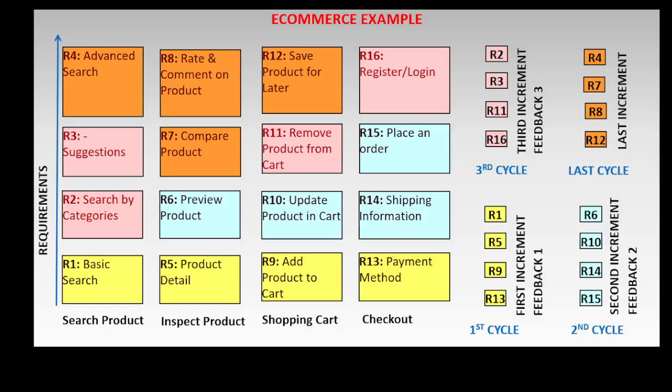Note that in this example, each product increment contains requirements that will deliver the highest value to the customer in each cycle. Remember that the goal of adaptive life cycle is to deliver customer value via frequent deliveries and feedback. It could take more than 4 cycles to complete the requirements in this e-commerce example. Some requirements in this example are big and could further be broken down.